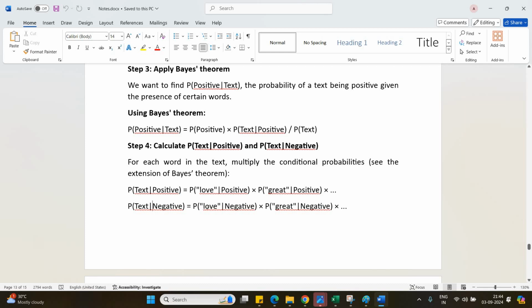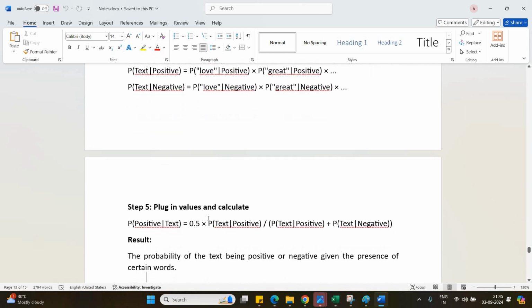Then you can use the word love when it has been used in a negative sense, the probability of that, and then when the word great has been used, but in the negative sense. Sometimes the word great may be used in a negative sentiment, right? You can say to someone, it will be really great if you just get out from here and you don't come again to me, right? So this kind of sentence shows a negative sentiment. So that way we have to find out B text positive, B text negative, all these things.